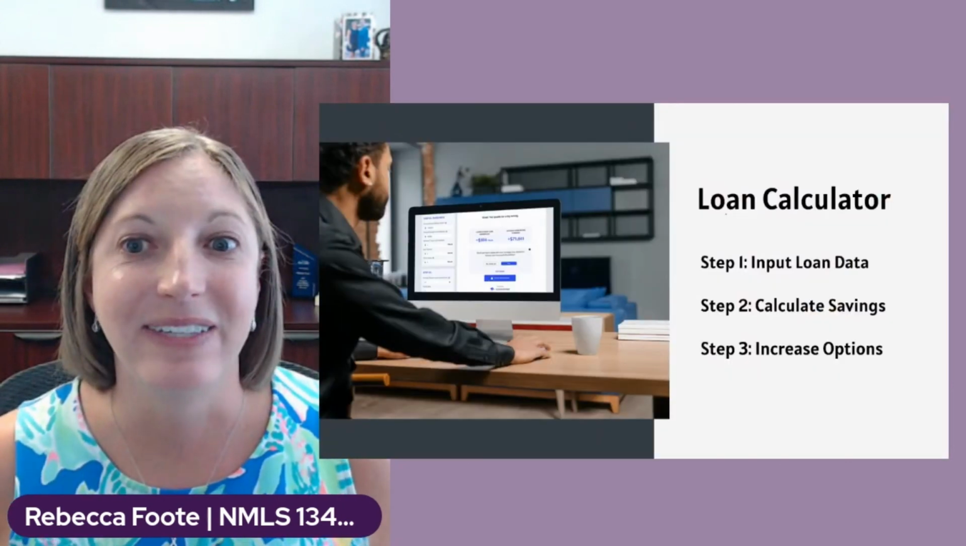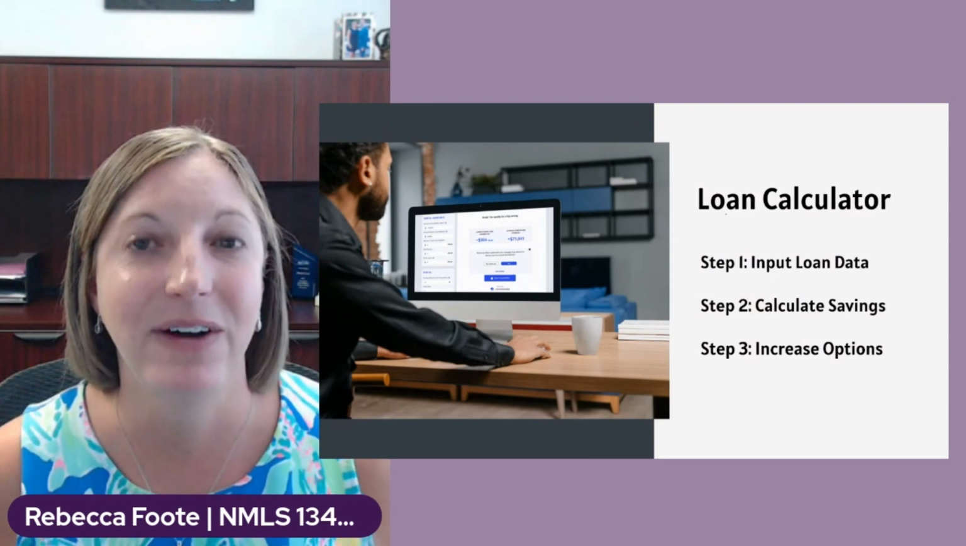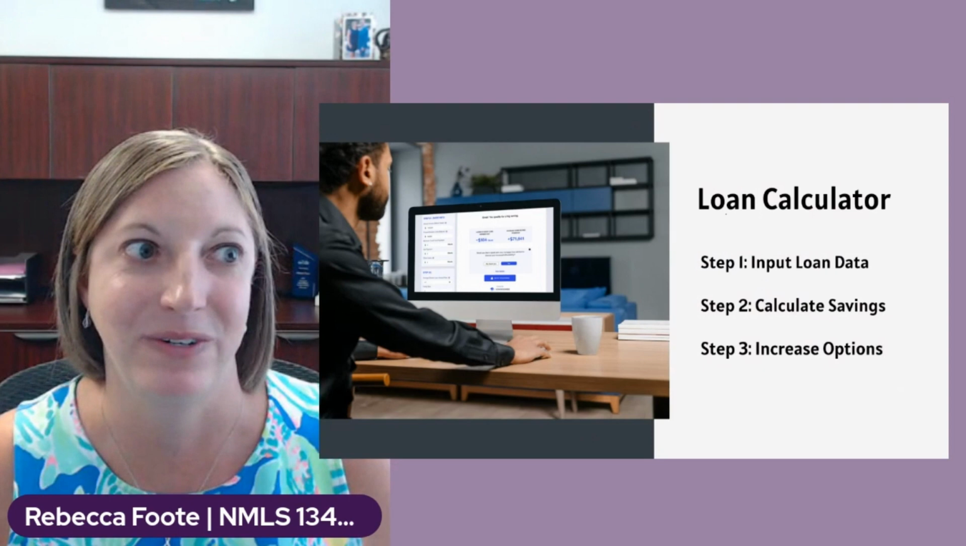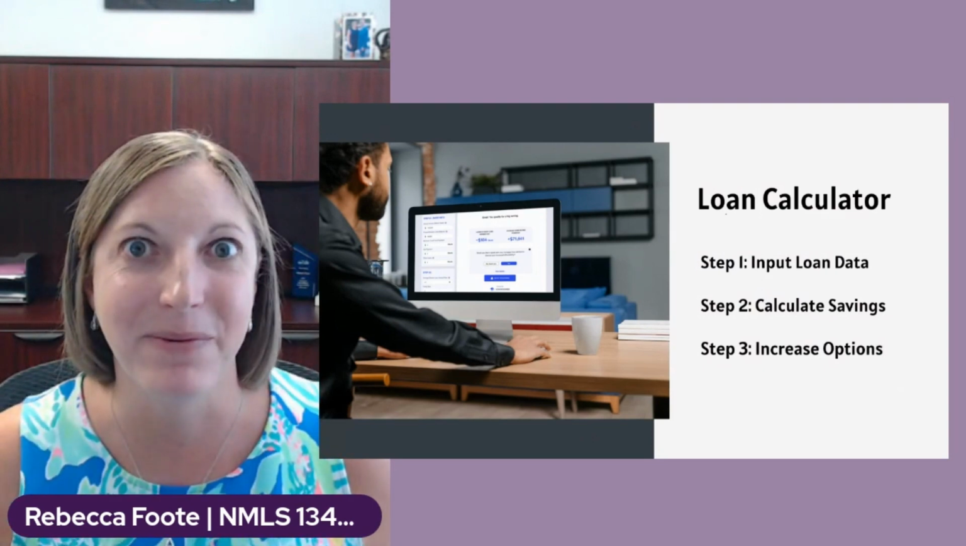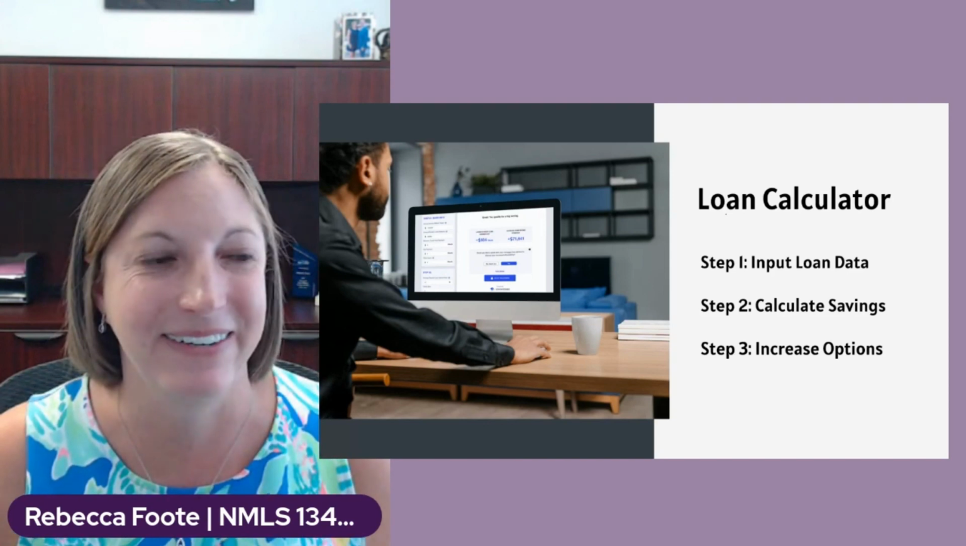Within LoanSense, you're going to input the data, then it's going to calculate the savings for you, and you're going to see your options of how much you can save by restructuring those student loans. So that's step number 1. It takes you 30 seconds, so you can definitely do it.